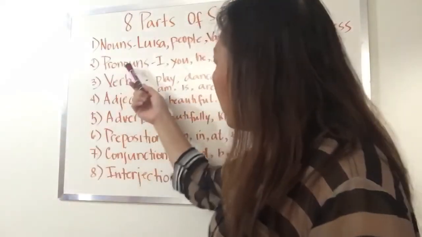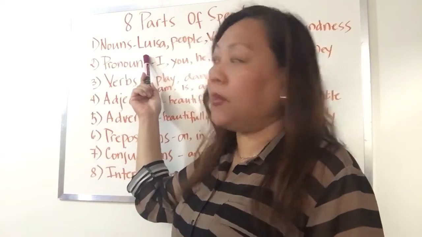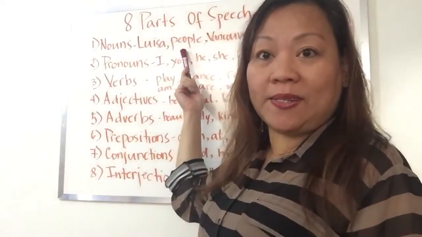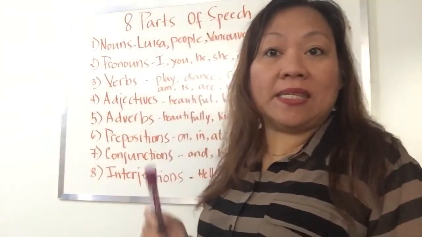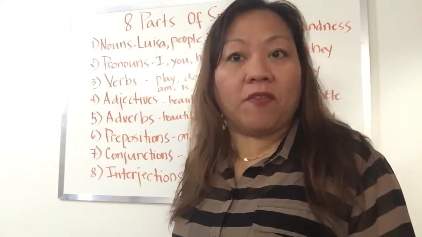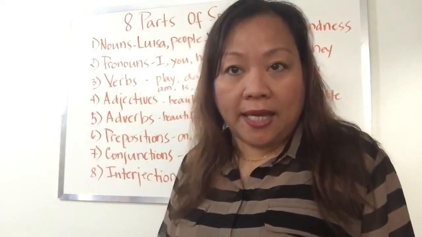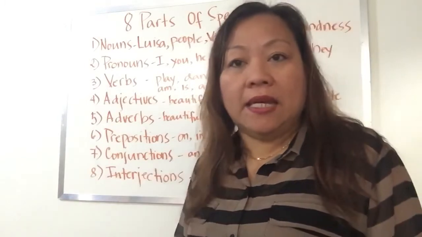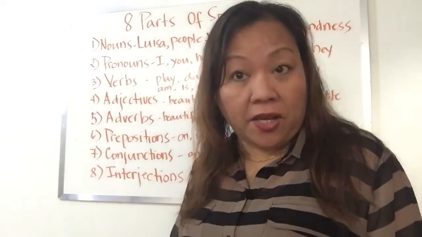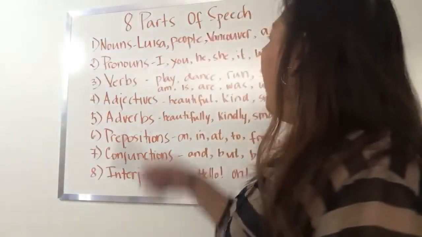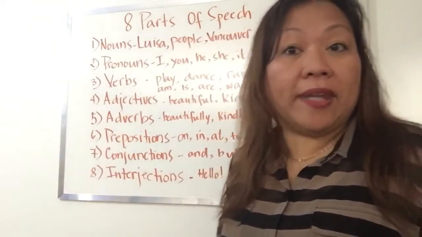So I have some examples here. For example, Luisa, that's my name. It's a female name. And people, of course, a group of individuals. Vancouver, which is a place, it's a city, and this is where I live right now. Okay, so when we say noun as a place, it names a city, a town, a country, or a specific area or location.